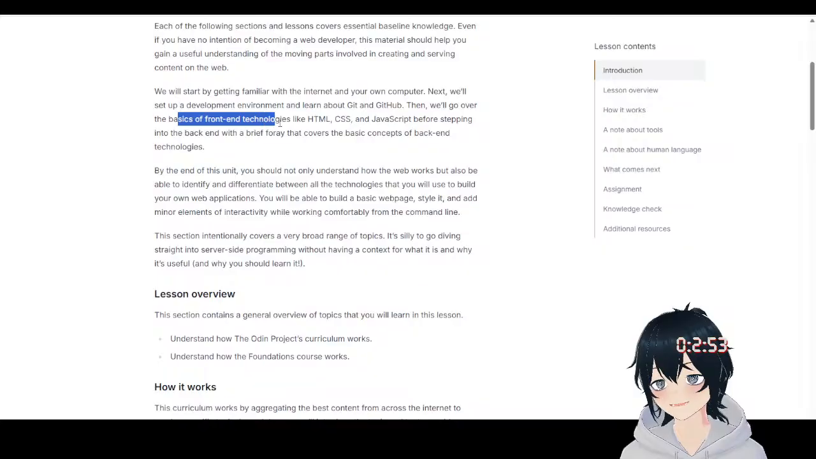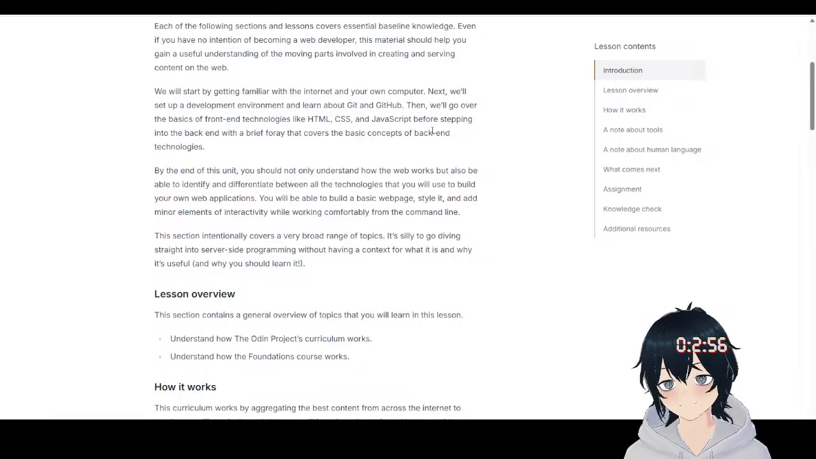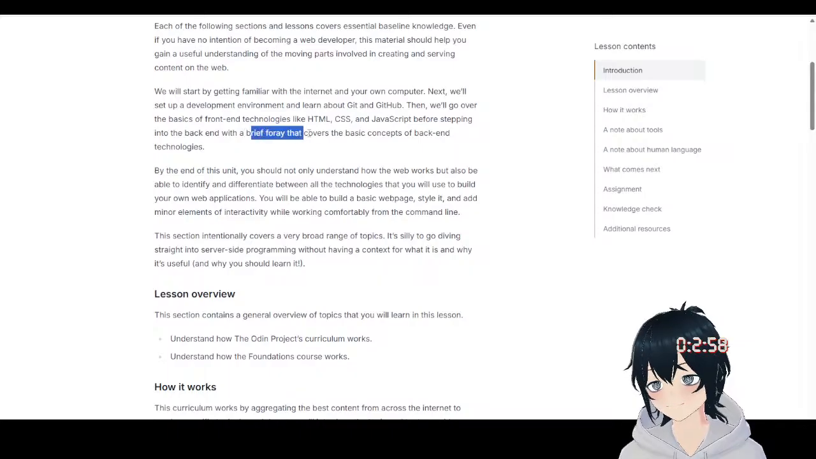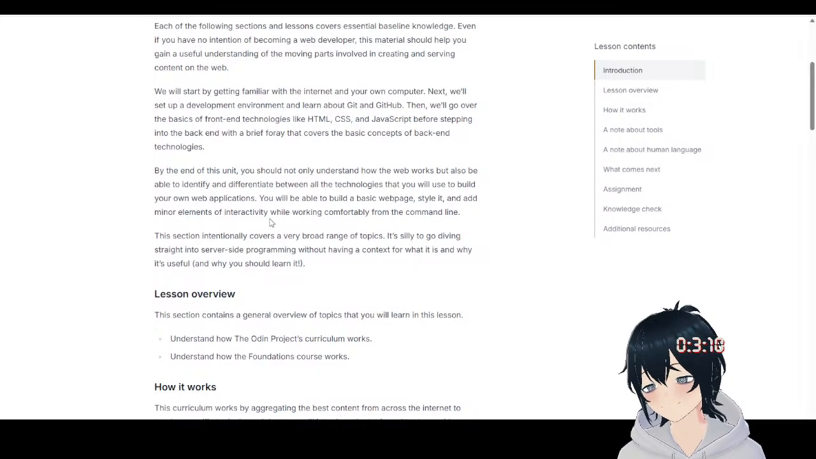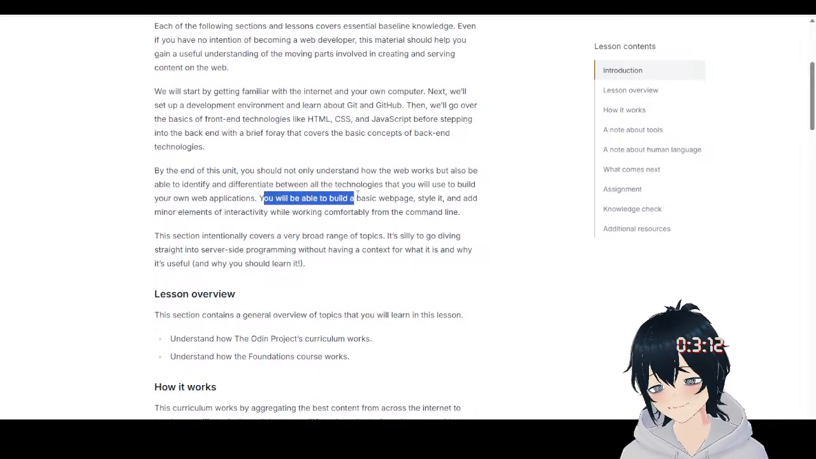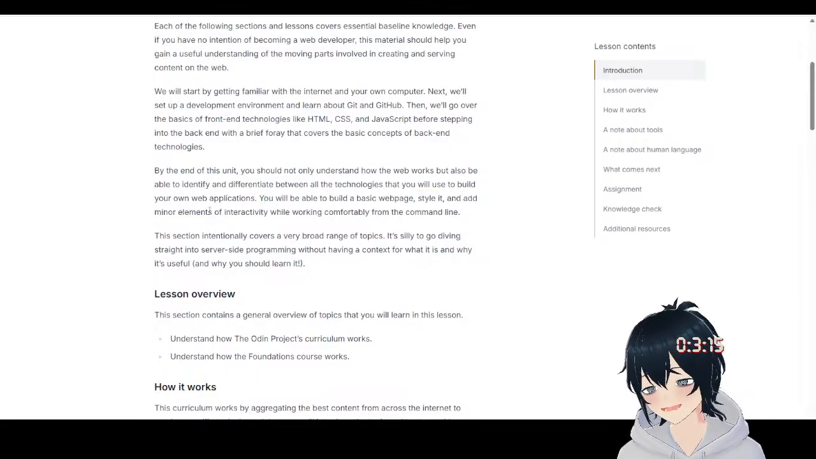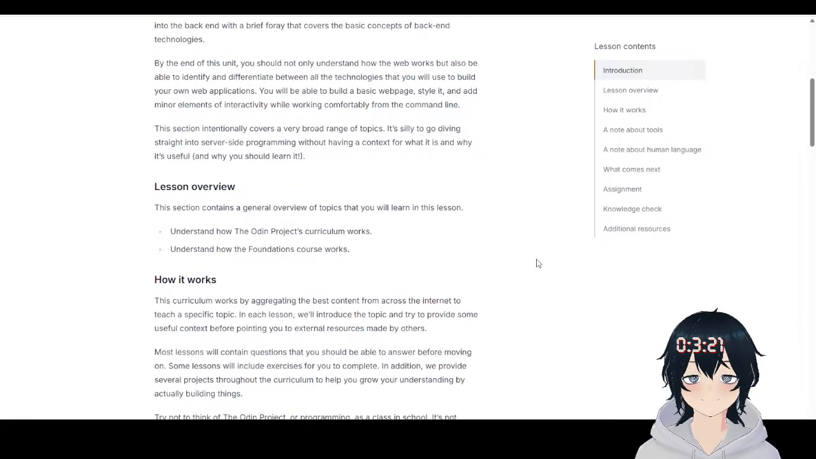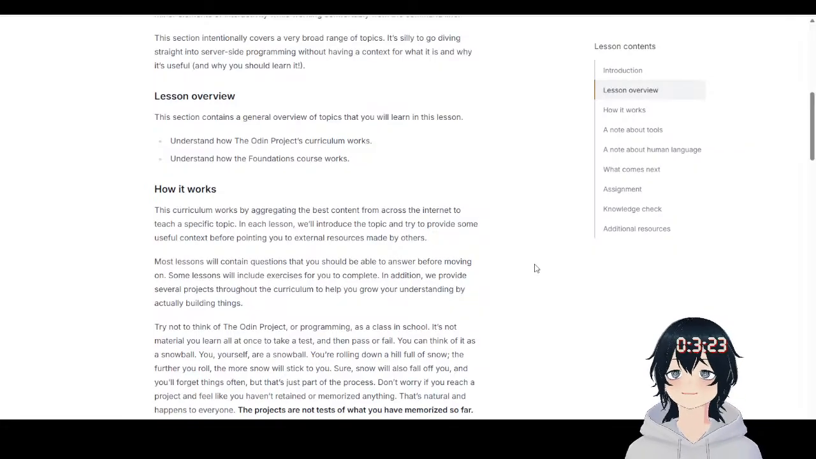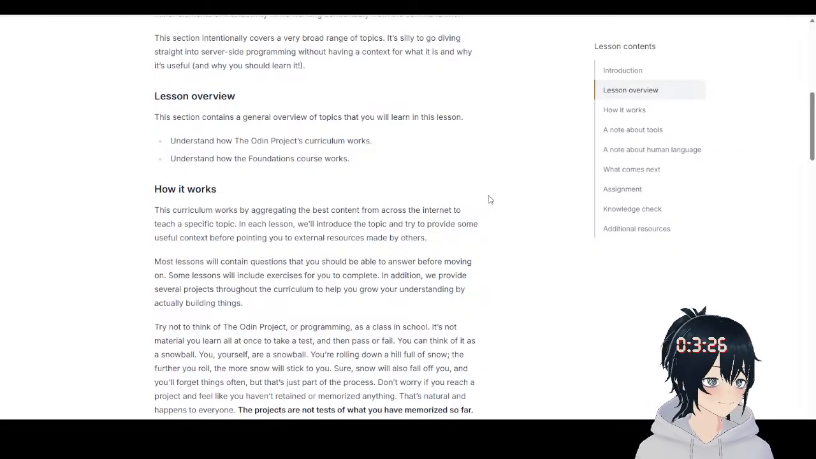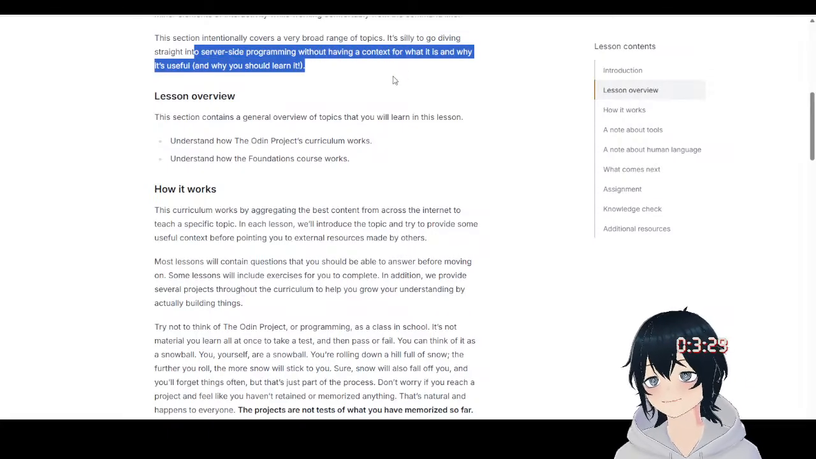We go over a few front-end technologies like HTML, CSS, and JavaScript, before stepping into the back end with a brief foray that covers basic concepts of back-end technologies. By the end of this unit, you should not only understand how the web works, but also be able to identify and differentiate between all the technologies that you will use to build your own web applications. You'll be able to build a basic web page, style it, and add minor elements of interactivity while working comfortably from the command line. This section intentionally covers a range of topics, so you go diving straight into server-side programming, context for what it is and why it's useful.